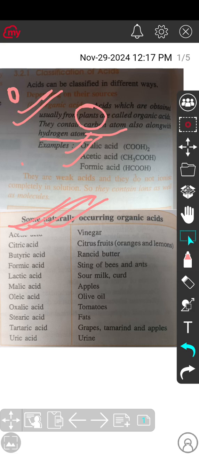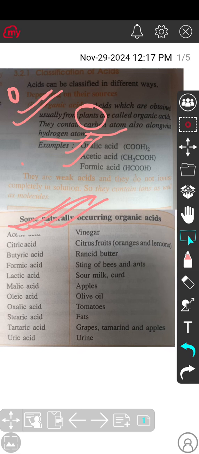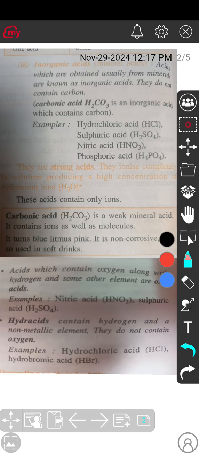The first one is acetic acid. Citric acid means citrus fruits. All of these you have to learn. It's very important. I'm also marking it. Important. Next one, now, inorganic acids.